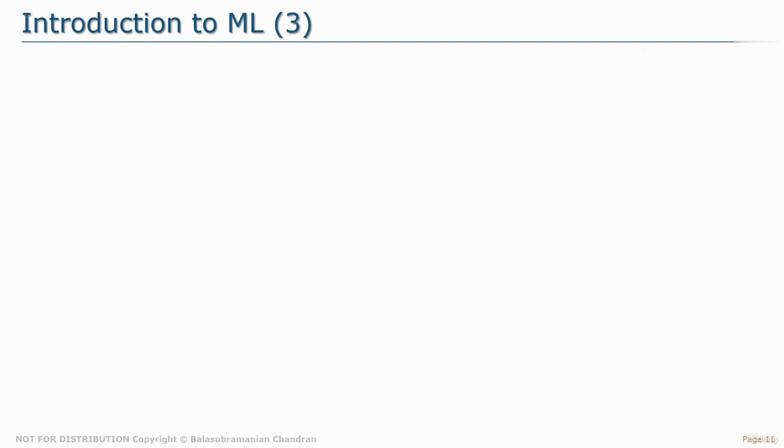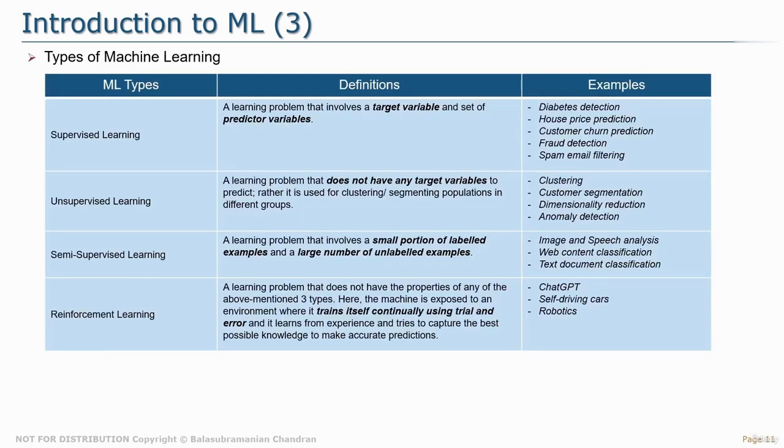Let's see what are the different types of machine learning available. Supervised learning, a learning problem that involves a target variable and a set of predictor variables. Examples: diabetes detection, predict whether a person is diabetic or non-diabetic based on features such as age, height, weight, BMI, glucose level, etc. House price prediction, predict the price of a house based on a feature such as location, number of bedrooms, number of bathrooms, total square feet, etc.